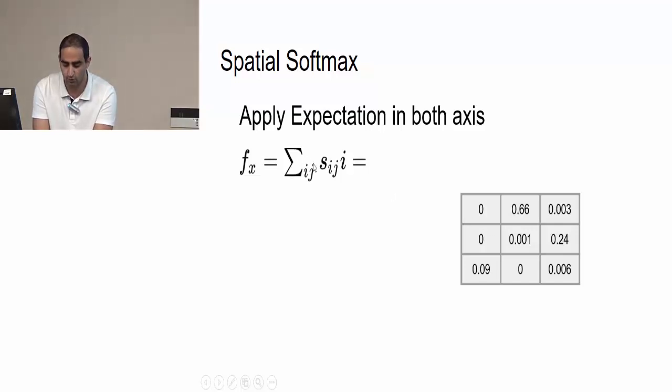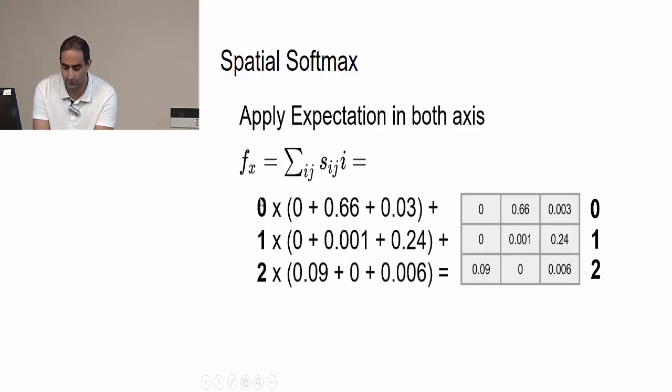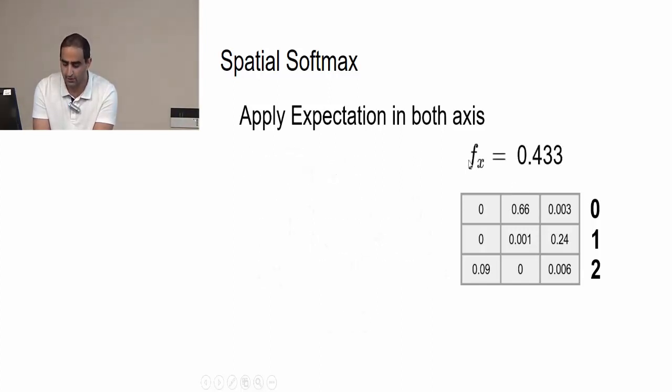The expectation formula is as follows. The Sij is the output of softmax for element ij, and i is just the row number. So here it is row 0, this is row 1, and this is row 2. We just multiply these values with their row numbers, and it gives us a number. This number is near 0, where the maximum was. And this is our fx.